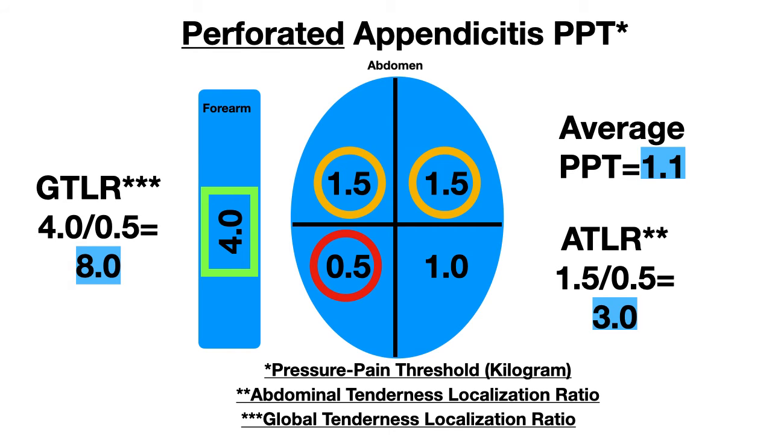Now, if this girl had perforated appendicitis, very likely the right lower quadrant would have the same threshold, but the other quadrants would have a lower reading, say for example 1.5. So now the average reading would have gone down to 1.1 from 1.6. The abdominal ratio would have gone down to 3 from 6, but the global would be the same, 8.